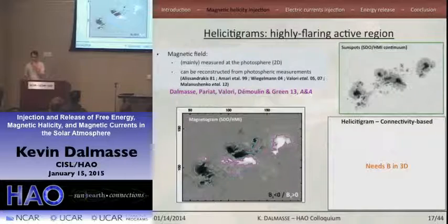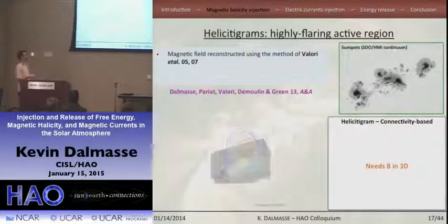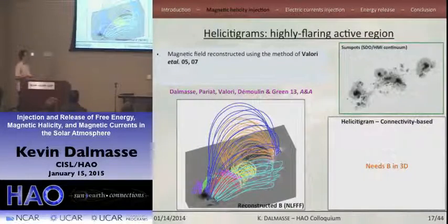To apply my method, I need to know the magnetic field in 3D. And the problem is that, as you know, the magnetic field is mainly measured at the photosphere, so in 2D. So we used the photospheric data from HMI and the reconstruction extrapolation method from Valori et al. to reconstruct the magnetic field of the active region. And here you can see a sample of magnetic field lines from the extrapolation.